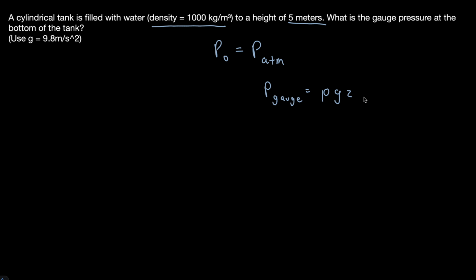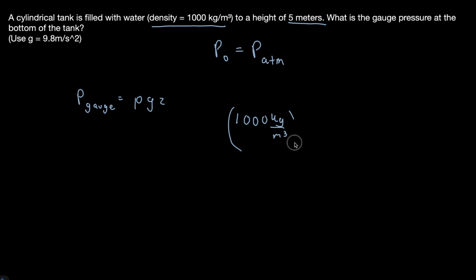So if we know that, then all we really have to do is plug in our numbers. Density is 1,000 kilograms per meter cubed. Still using that equation, this is going to be 1,000 kilograms per meter cubed, that's our density, times 9.8 meters per second squared, which is our gravity. And finally, our height is 5 meters. Always make sure that your units are aligned with each other. So if this was, let's say, 50 centimeters, then you want to change that to meters.